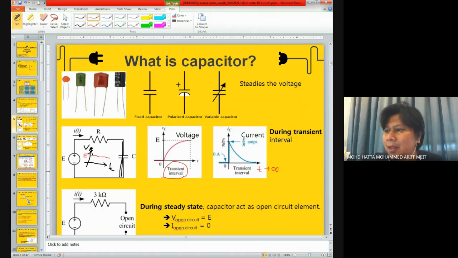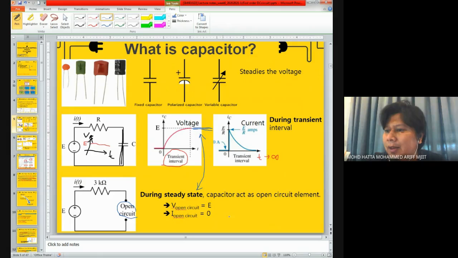And during steady state, since you already learned about steady state just now, this interval is considered as steady state, as t goes towards infinity. What happens to the capacitor during steady state? If you keep this circuit running towards infinity, the capacitor will behave like an open circuit. During open circuit, the voltage across here should equal the voltage over here, and the current flowing through here should equal 0. That explains what happens in these circuits.